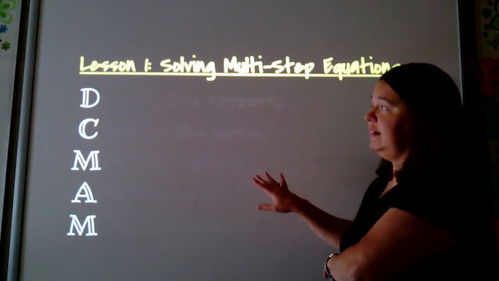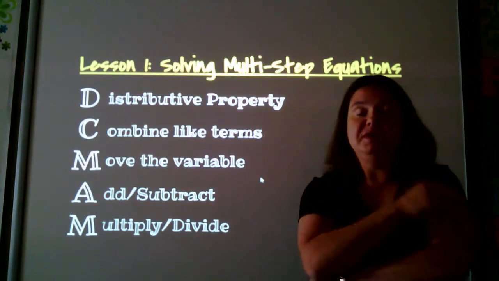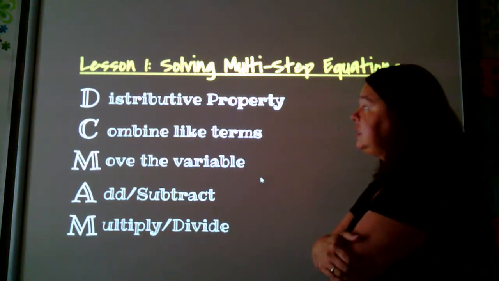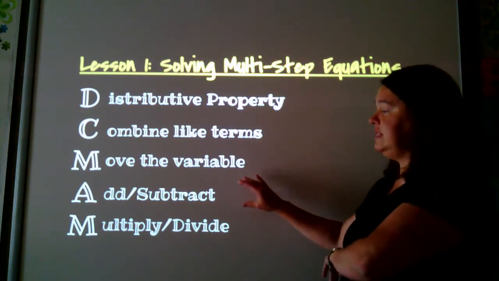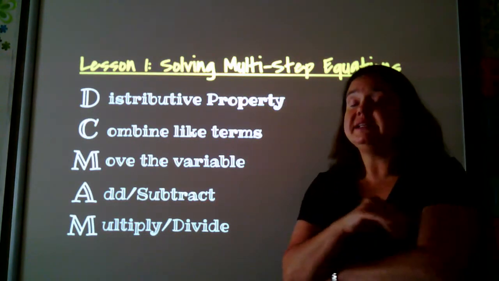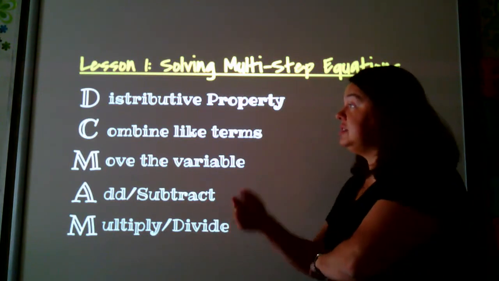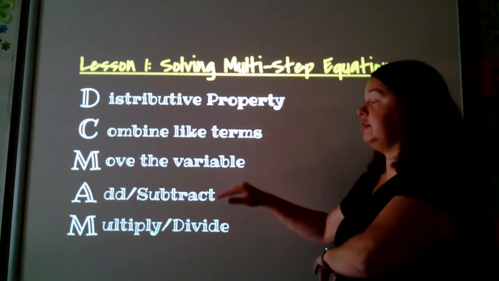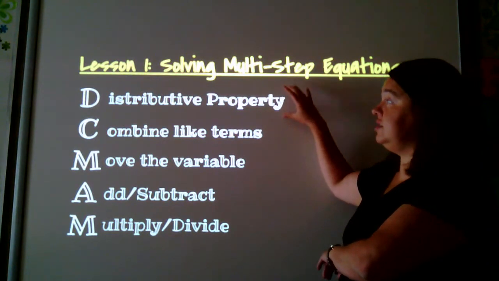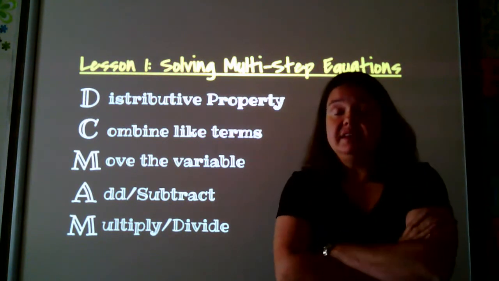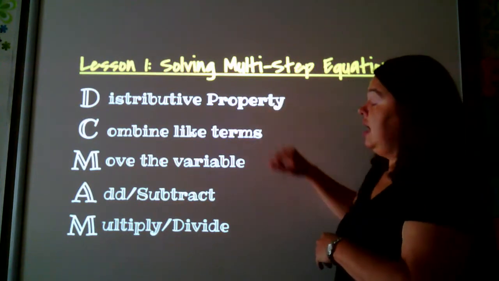Here's the mathy stuff. Distributive property comes first. Combining like terms comes second. Move the variable, add, subtract, multiply, divide. This is kind of like the order of operations. It does have kind of an order flow to it, but not everything necessarily has to be used. You don't always have to do the distributive property. If there's nothing there to distribute, you move on.